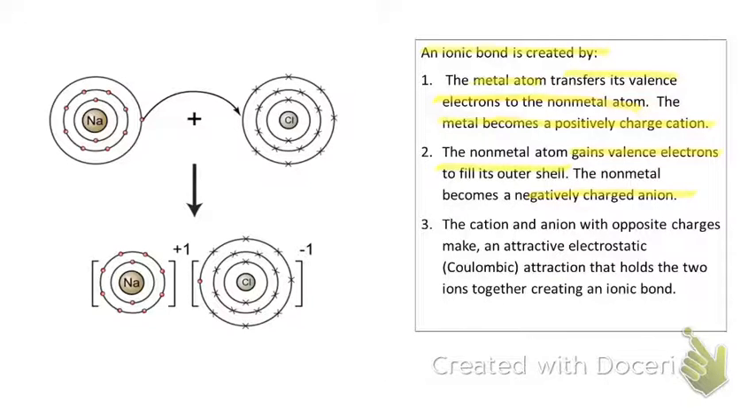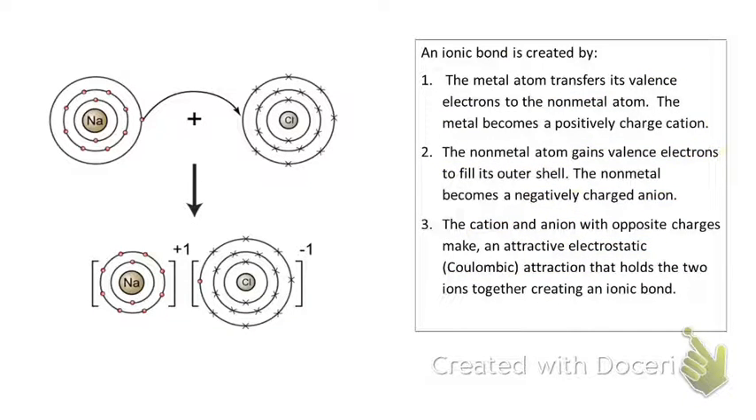Now, once those ions are created and we have full valence shells on both the metal and nonmetal, the two oppositely charged ions, the cation and the anion, are going to attract through that electrostatic attraction, or Coulombic attraction, and that's going to hold the two atoms together in an ionic bond. So that's essentially how all ionic bonds are formed: from a transfer of electrons from metal to nonmetal. And then the oppositely charged ions that result form an electrostatic attraction between each other.